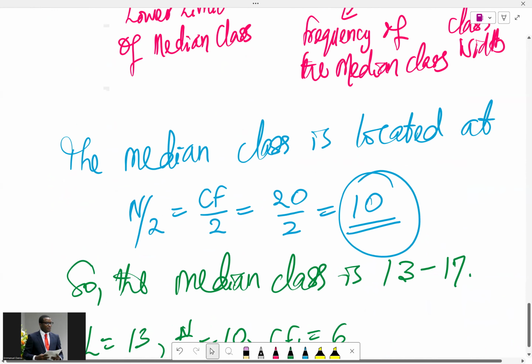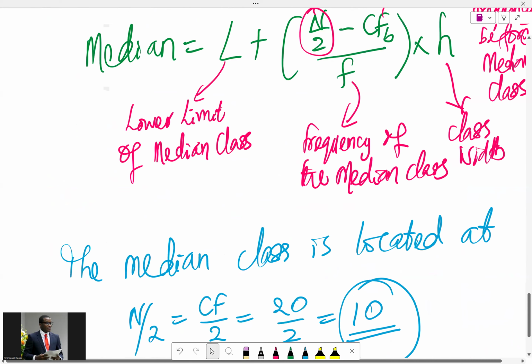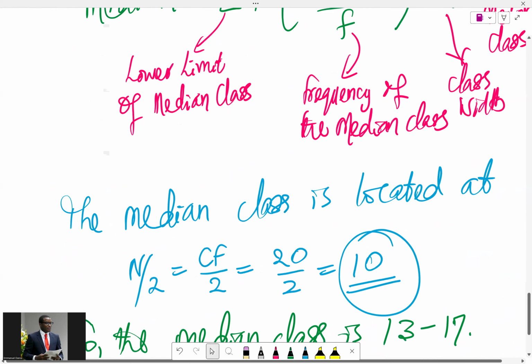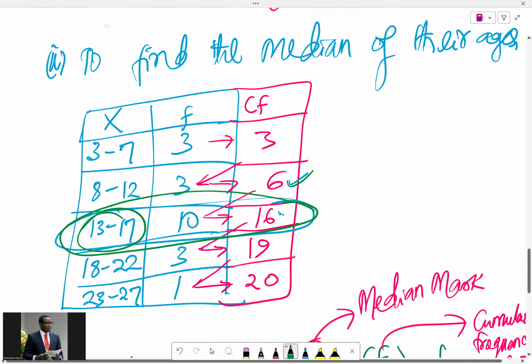Then what else do we need? We need the frequency of the median class. This one is not cumulative, it is the actual frequency of the median class. The median class is 13 to 17, and its frequency is 10.